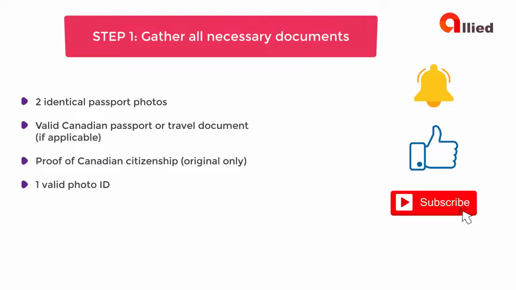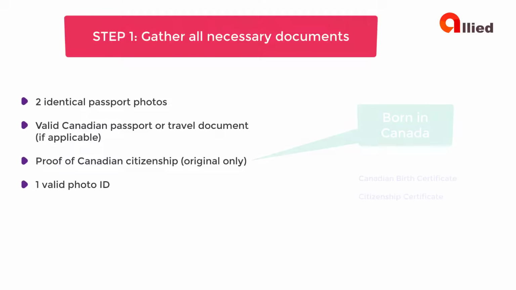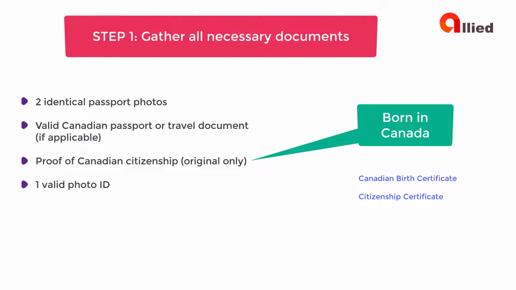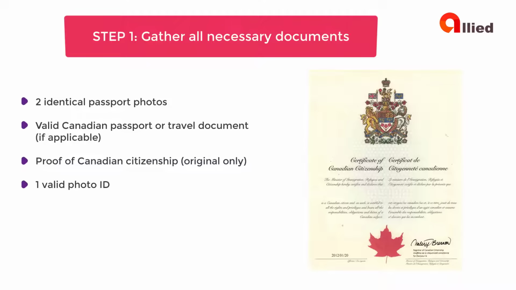You need to submit any valid Canadian passport or travel document, such as refugee travel document or certificate of identity. You need to submit the original proof of Canadian citizenship. The document will be returned to you. If you were born in Canada, you can submit your Canadian birth certificate or your citizenship certificate. If you were born outside of Canada, submit one of the following: citizenship certificate, certificate of naturalization, certificate of registration of birth abroad, or certificate of retention of Canadian citizenship. If your name has changed, your proof of citizenship can have either your new name or your previous name.